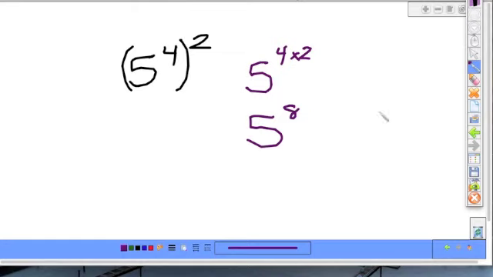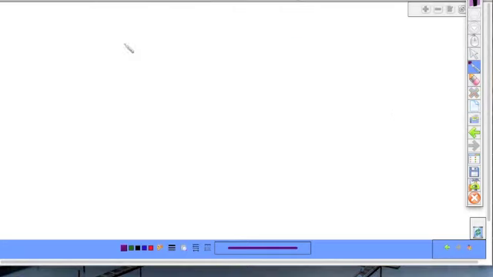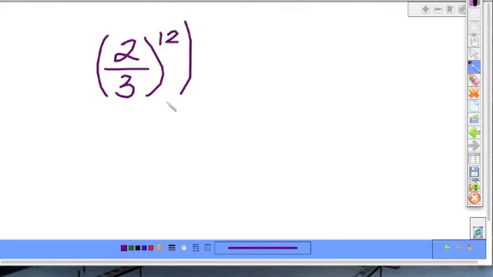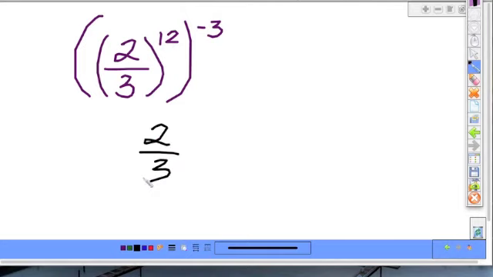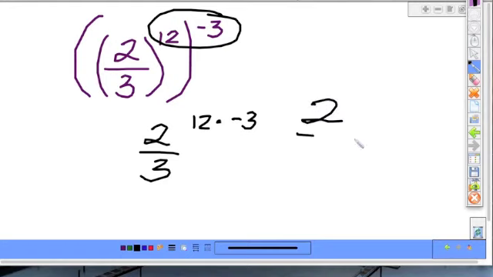Now, what if we had one where you had a negative exponent? Let's say we had 2/3 raised to the 12th power, all being raised to the negative 3rd power. What that looks like is I take my 2/3, which is my base number, and I'm going to do 12 times negative 3, just like I've been doing. I'm going to multiply these together, which gives me a final answer of 2/3 to the negative 36th power. And that's my final answer. So don't let the negatives and everything throw you. Still go ahead and solve the problem just as is. All right, well, I hope this helped you for tonight's homework.